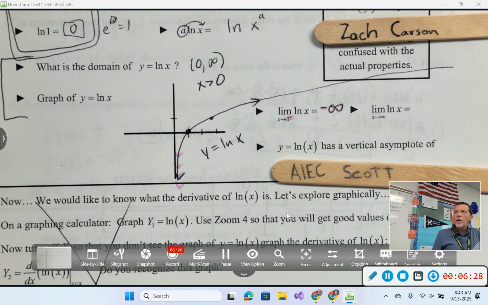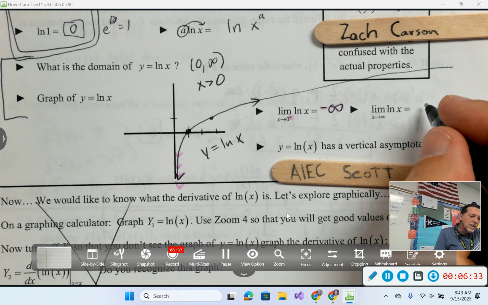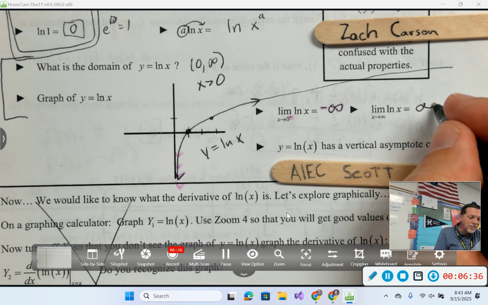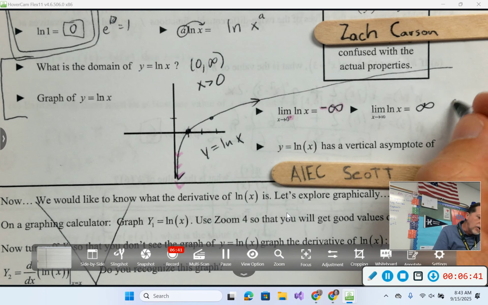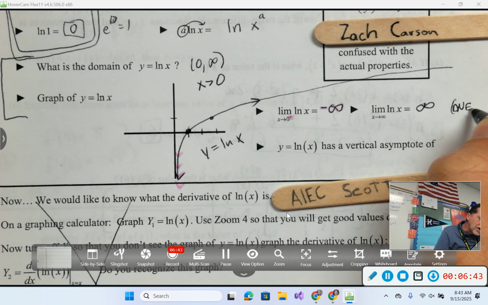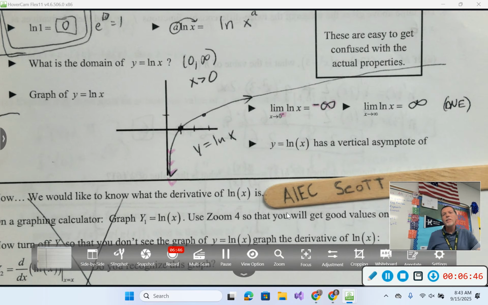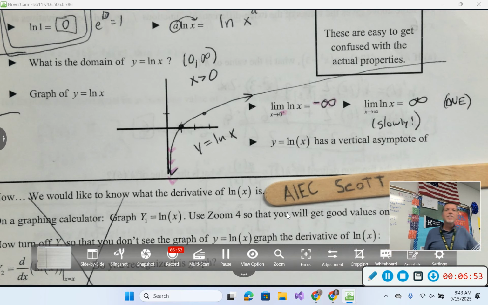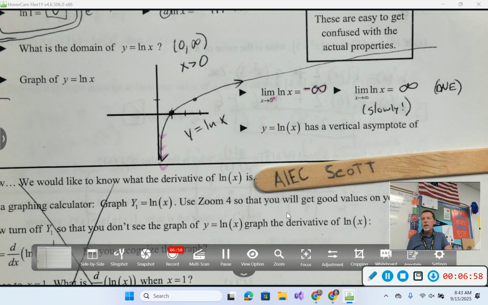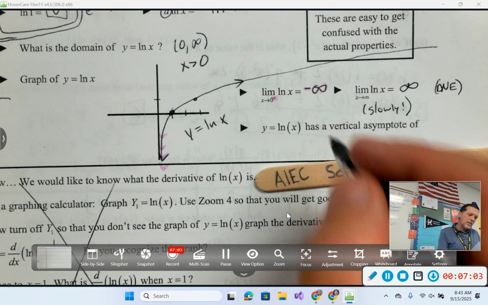I would accept that. Why doesn't it exist? That's a great explanation. It's getting bigger and bigger, which means it doesn't exist. So D and E is the technically correct answer. But why this is on there is to remind us that it gets bigger and bigger, very slowly. Right? It's not shooting up, but it is getting bigger. Alec, that graph has a vertical asymptote of x equals 0.